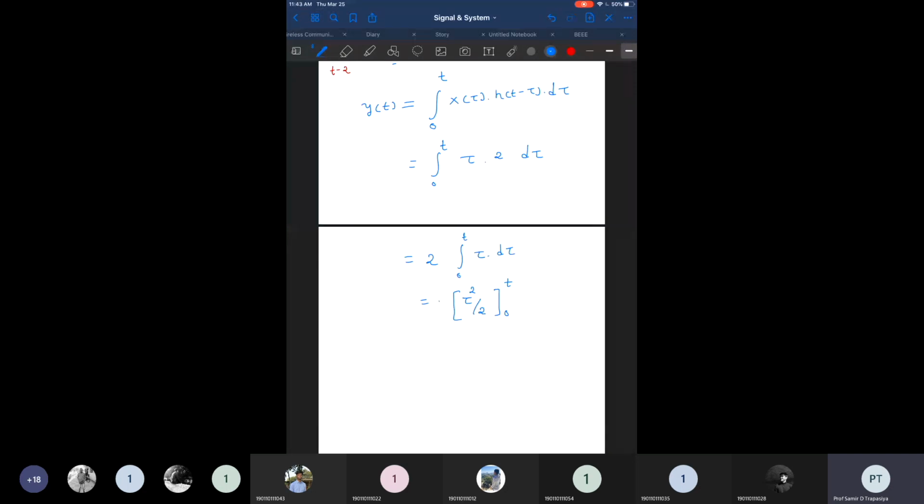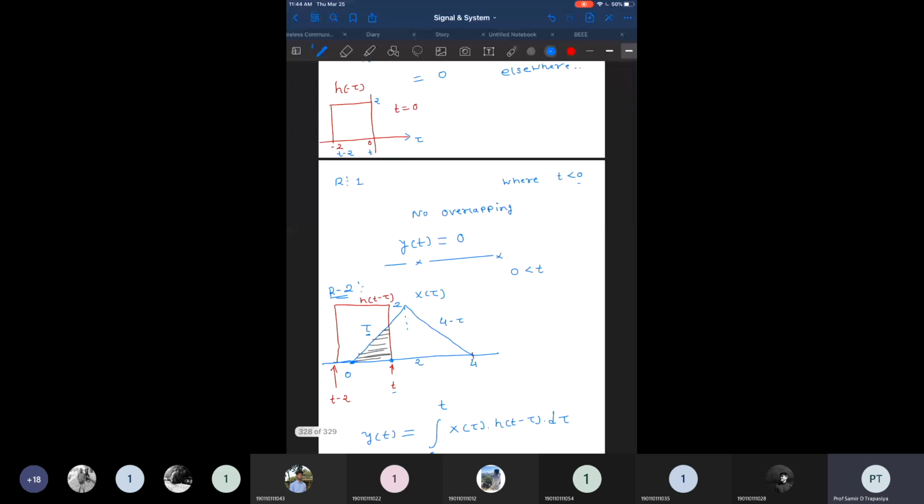Means if t is less than 2, then only the first half of the rectangular function is inside this triangular region, but the second half is not entering the triangular function. So the boundary of the shaded or overlapping region is not going to change. So this function survives up to the value of 0 to 2. If t lies within this range of 0 to 2, this function does survive. This is reason number 2.